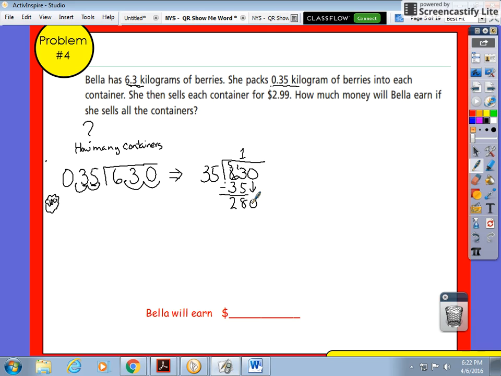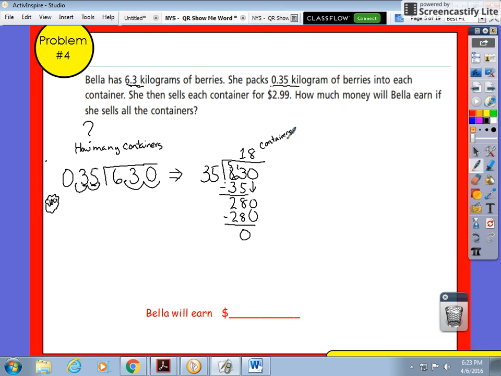And I find out that I have 8. And I have a 0 remainder. So that means that she is able to make 18 containers of berries.